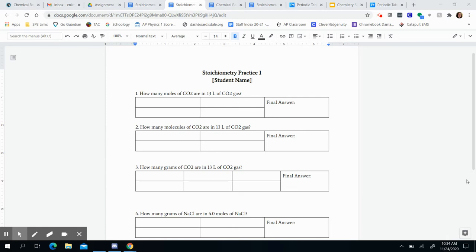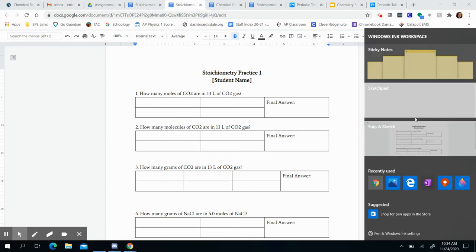Okay, so I have 5 problems in front of me, and they look very, very similar to the ones you have in your practice. First question is, how many moles of carbon dioxide are in 13 liters of CO2 gas? So I'm going to do this on paper or on my sketch pad, and then you'll see how I put it in the computer. So we're doing a conversion of liters to moles. And for that, we need to remember the conversion: 22.4 liters is equal to 1 mole of any gaseous substance.